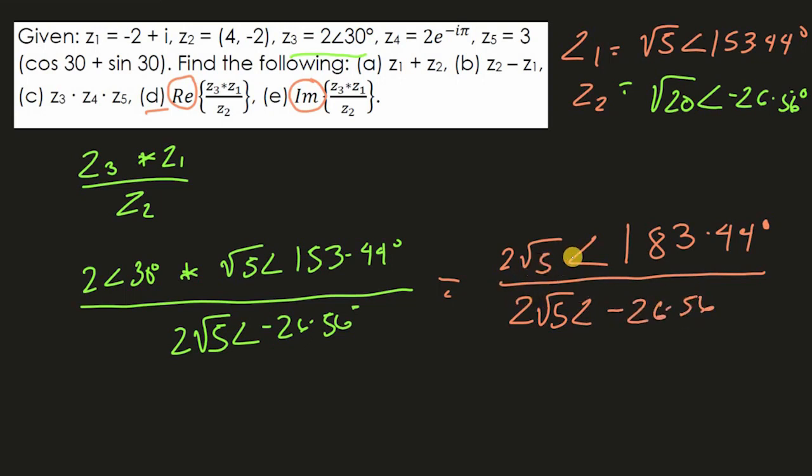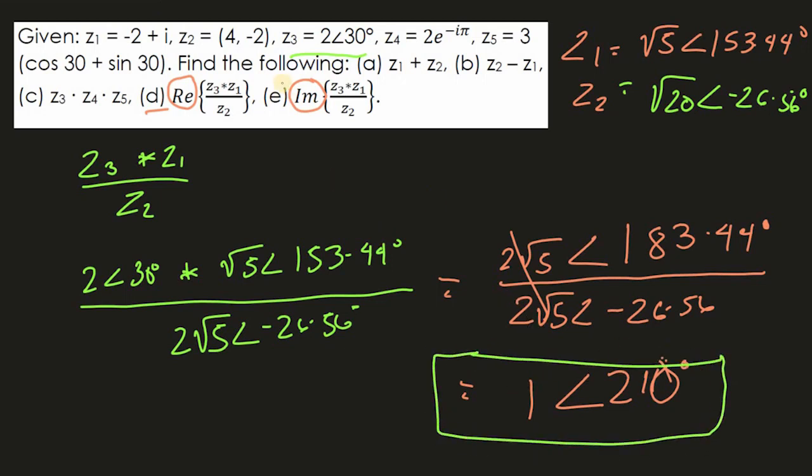Okay, so next thing to this is to divide. So when we are dividing, we just divide the modulus, yung mga r values natin, and we just subtract the angles. Okay? So doing that, 2 square root of 5 divided by 2 square root of 5 is 1. So let's cancel that out. So that's 1 angle. Ano yung angle natin? We subtract this 183.44 minus negative 26.56. We have a result that's 210. Angle 210. So basically, guys, this is our final answer.